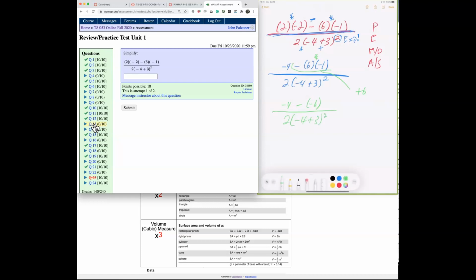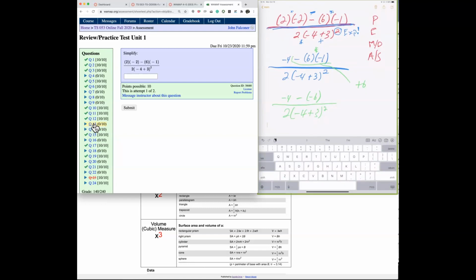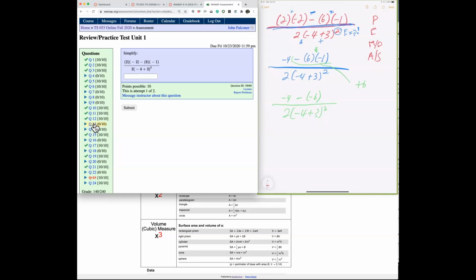And let's change colors. All right. So for this one, we're subtracting a negative, which makes it a positive. So we've got -4 plus 6 all over 2 times -4 plus 3 squared. So -4 plus 6, how much is that? Same as 6 minus 4. 6 minus 4 is 2, last I checked.